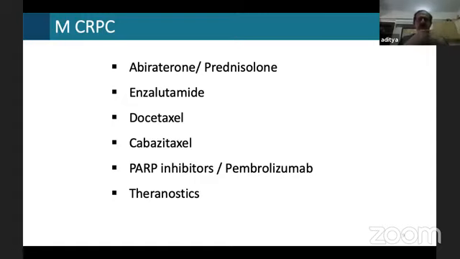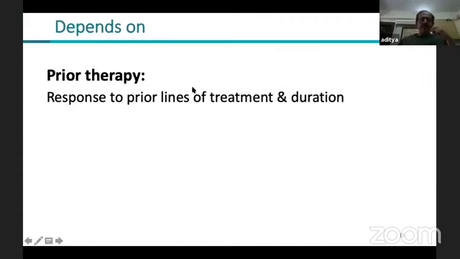The same medicines which we looked at earlier, all those drugs are applicable in this setting. In fact, most of them have first been used in this setting. So, abiraterone, enzalutamide, docetaxel. Additionally, you have now got cabazitaxel. Then you have got newer therapies like PARP inhibitors or pembrolizumab, and finally the newer arm which is theranostics. Let's go one by one.